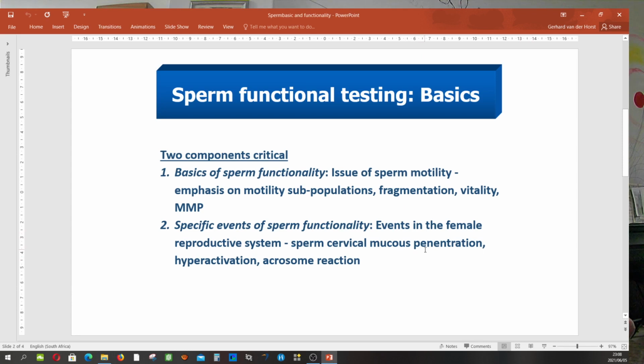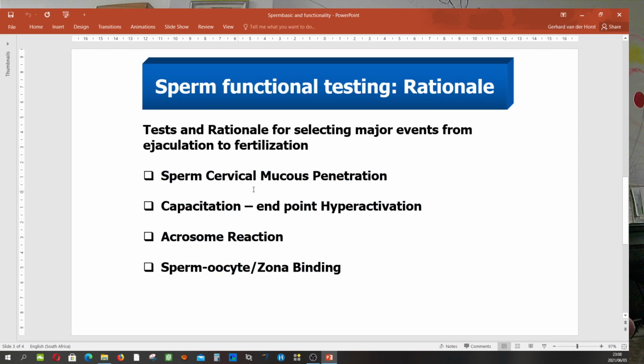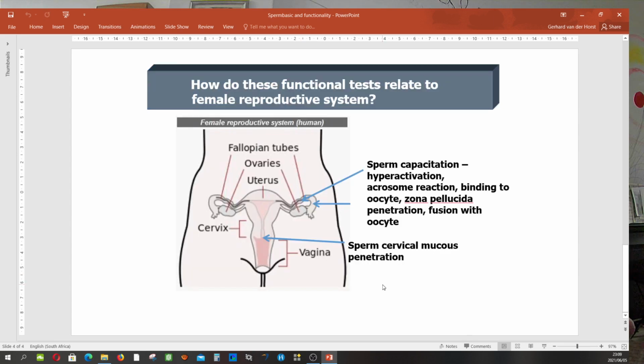We will also focus on those specific sperm functionalities that relate to the female reproductive system. I will show you in the next slide what these entail, amongst others: sperm cervical mucus penetration, capacitation, of which hyperactivation is an important endpoint, the acrosome reaction, and sperm zona oocyte binding and interactions. Here you can see the actual areas in the female reproductive tract where this may happen and where it presents a challenge to the sperm.